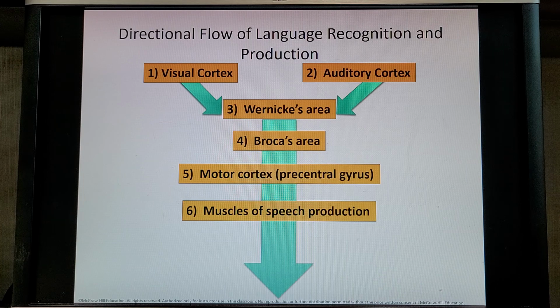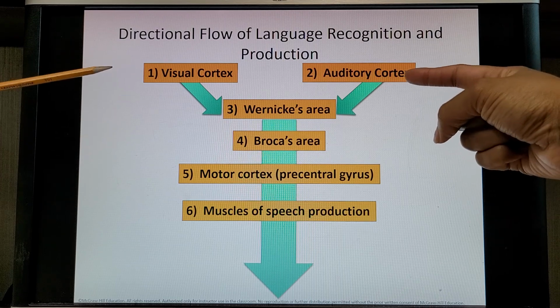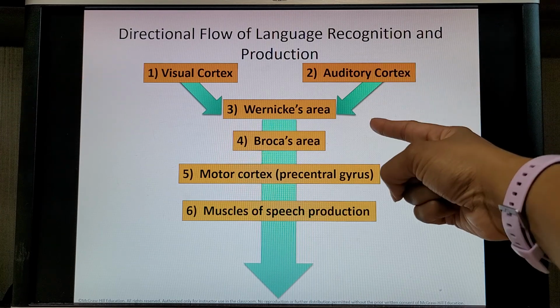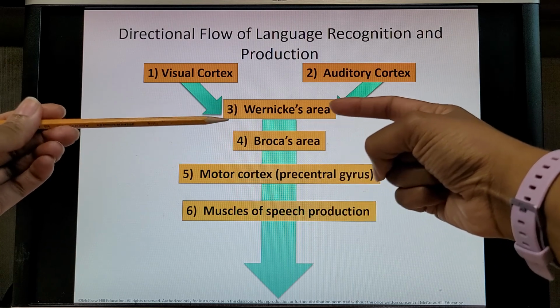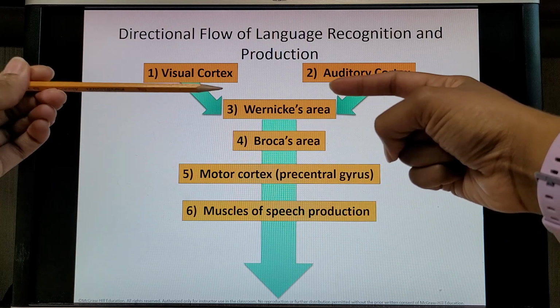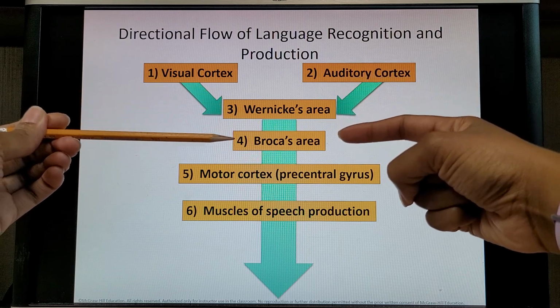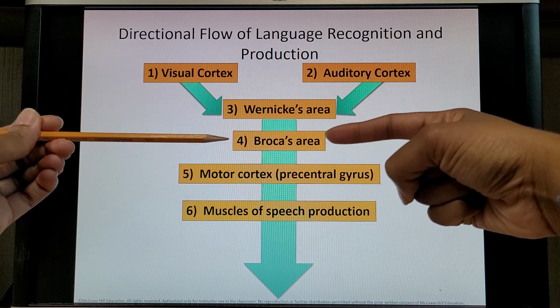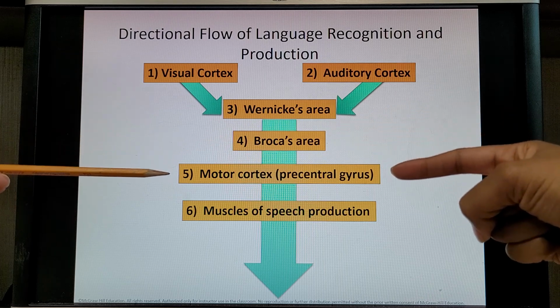Okay, so a kind of simplified version of what I just said. Flow of language: visual and auditory cortex, so seeing language, hearing language, going to Wernicke's area. That allows us to recognize our words, then down to Broca's area, so we can make a motor plan for our words that we want to say.